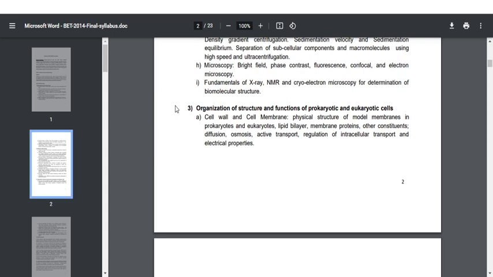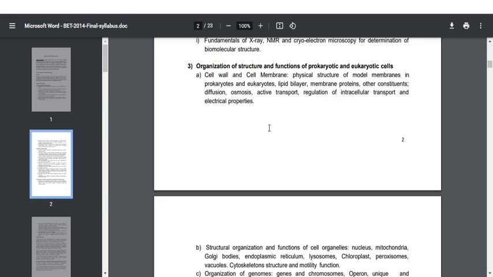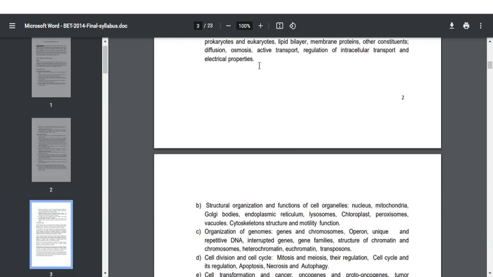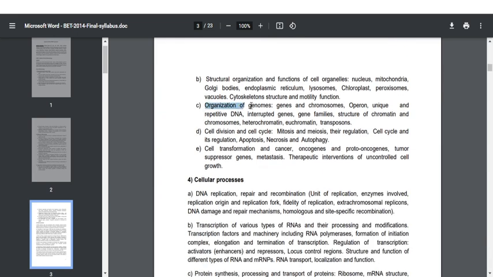Regarding unit number 2, organization of structure and function of prokaryotic and eukaryotic cells, again, this is the most scoring unit. From plasma membrane, one question will be asked. From cellular organelles, one question will be asked. And from organization of genome, nearly 2 to 3 questions will be asked from this particular section C alone.